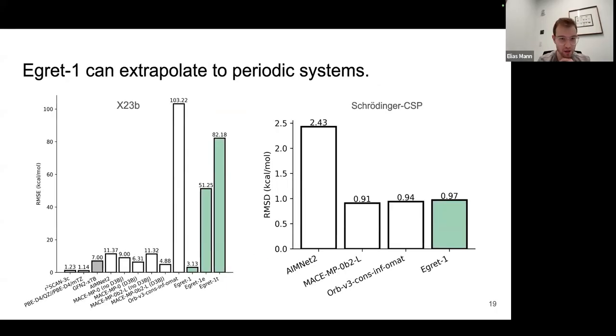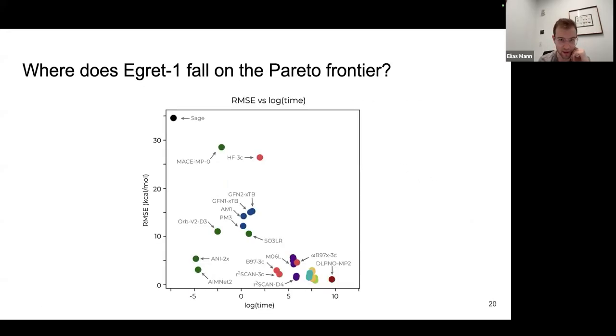With these models, we can extrapolate to periodic systems, so we're not training on materials or periodic systems. We see that Egret-1 can extrapolate pretty well, better than these other NNPs and the semi-empirical methods. The Egret-1E and Egret-1T just cannot. And then on the Schrodinger crystal structure prediction benchmark, Egret-1 also does pretty well. AIMNet and Egret aren't trained on these sorts of structures, and Egret-1 extrapolates pretty well. MACE and Orb are trained on these sorts of structures, so it's pretty cool that we can extrapolate in that way.